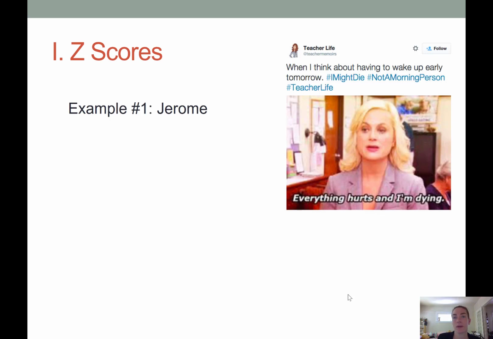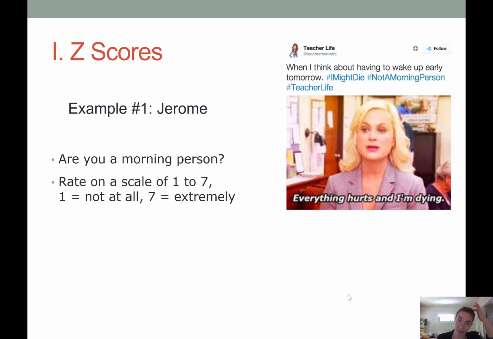So let's work through another example. And in this example, we'll actually go through the calculation. So in this example, we want to know if an individual is a morning person, right, relative to their peers. So we ask a group of individuals how much they would rate themselves as a morning person from 1 to 7, with 1 being, I'm not at all a morning person. I hate waking up in the morning. And with 7 being, oh, I'm extremely a morning person. I love to get up and get going first thing in the morning.